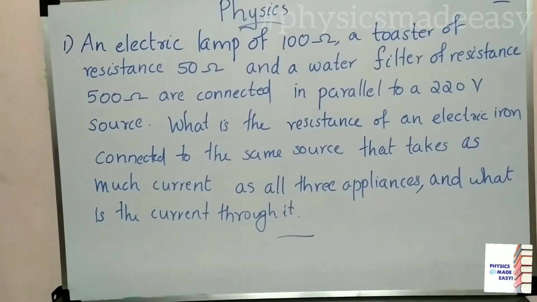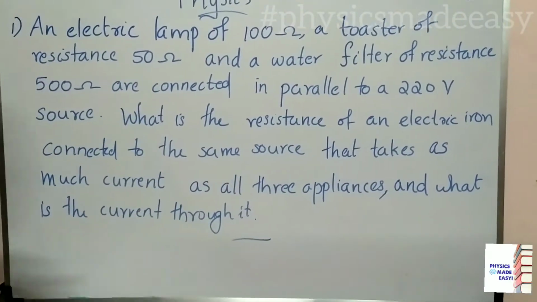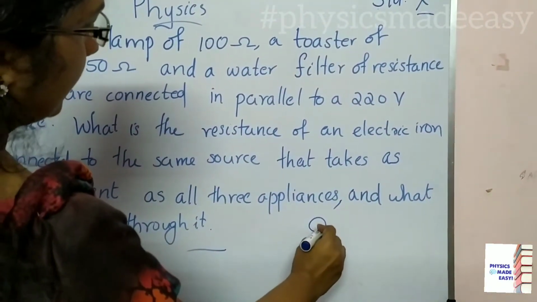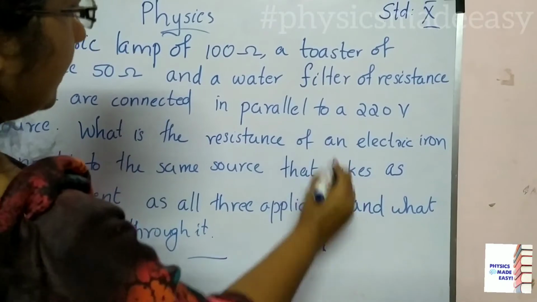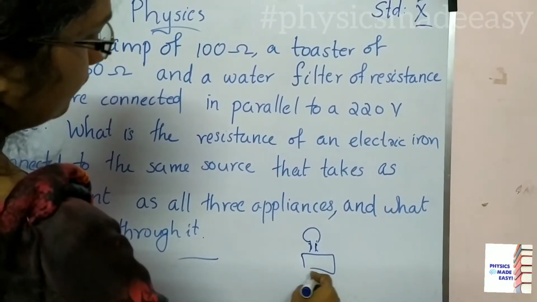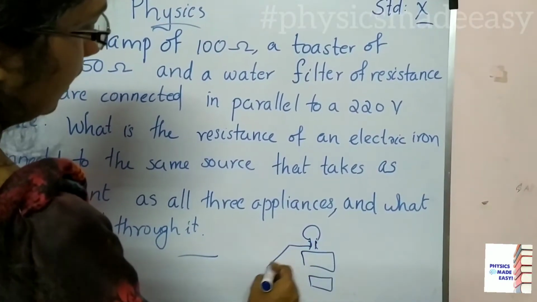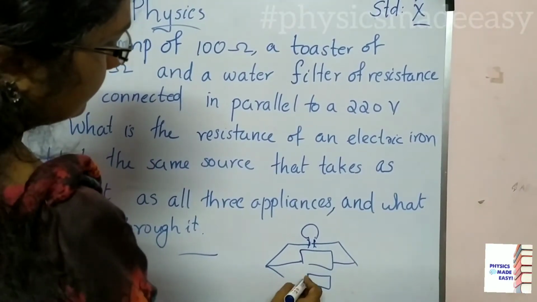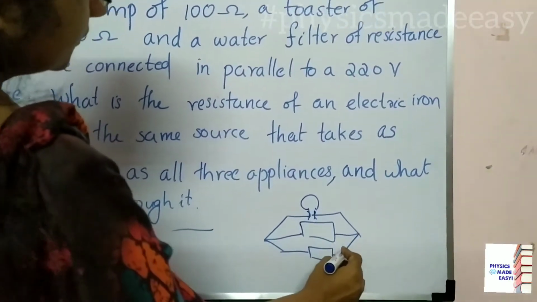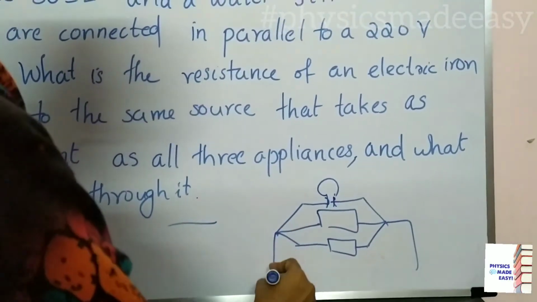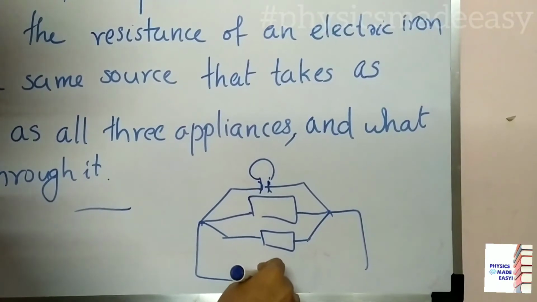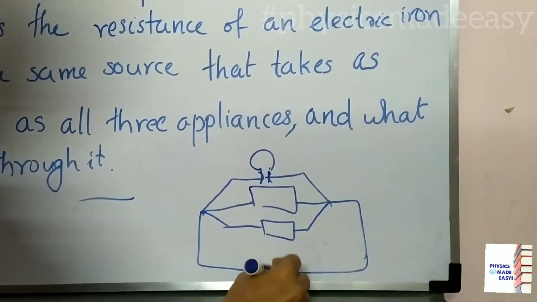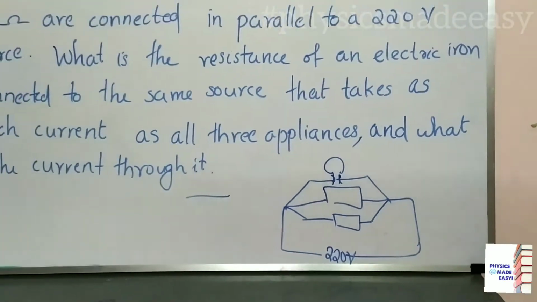Read the question carefully. Here an electric lamp of 100 ohm. One lamp is there, then in the same way one toaster and one water filter. All these are connected in parallel to a voltage source of 220 volt, that is given here.